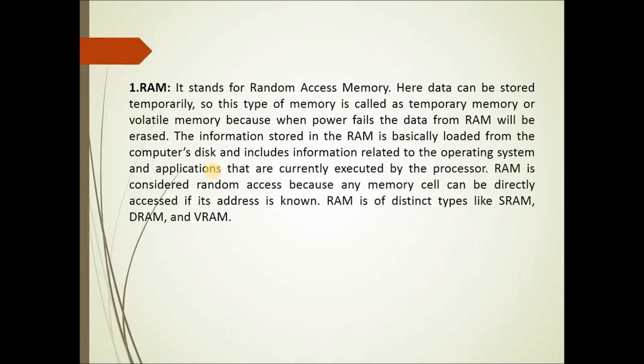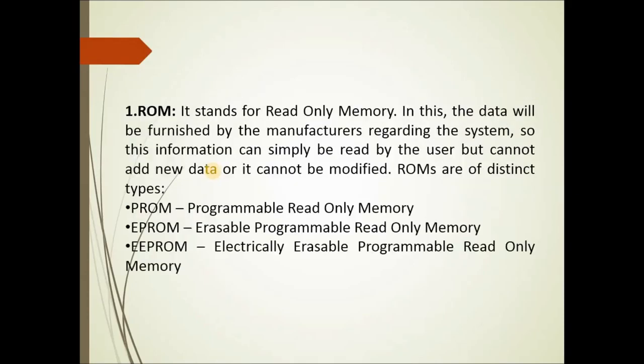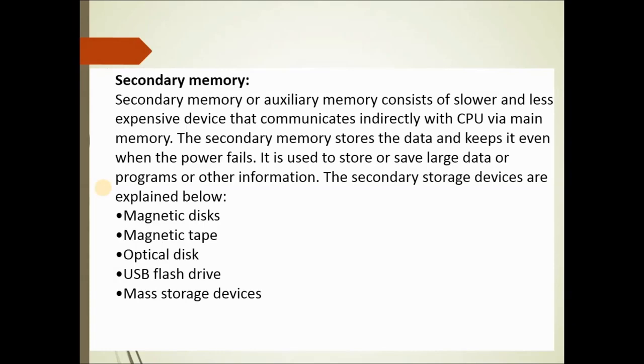So we have already discussed RAM. After that, ROM is there. ROM we have also discussed, that is programmable read-only memory, EPROM, EEPROM. Okay, after that, secondary memory. Secondary memory is the permanent memory, or you can say the storage of the computer system. If you want to store something permanently in the system, you can store it in the secondary memory. It is also known as auxiliary memory. Secondary memory can be divided into magnetic, optical, USB flash and mass storage devices.